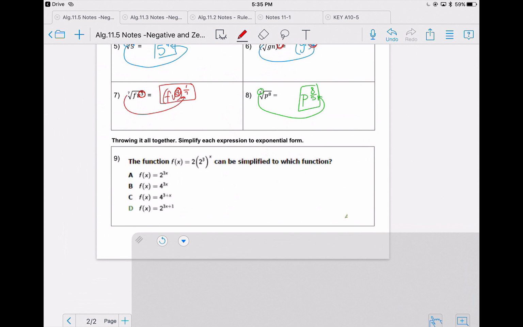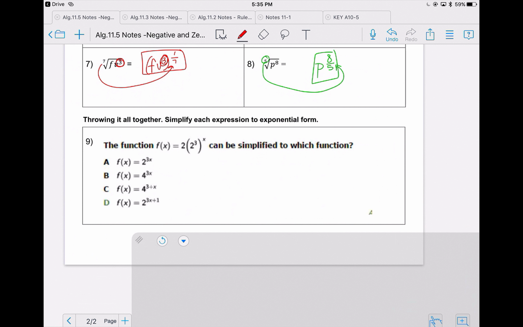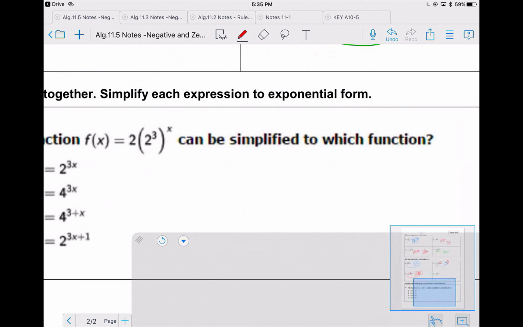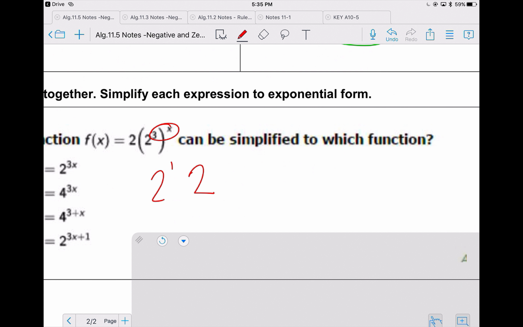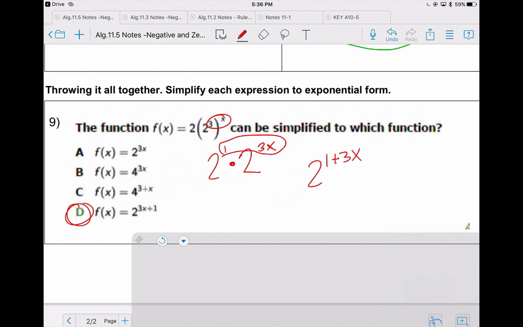And then the last problem: simplify the expression to exponential form. So put it in exponent form. The function f of x equals 2 parentheses 2 cubed parentheses x can be simplified to be which function? So 2 is really a 2 to the 1. We know that these are piggybacked, so this is 2 to the 3x if we simplify. And then we know based on our multiplication rules that when we multiply, we really add our exponents. So 1 plus 3x, which would be d, just written in a different order.